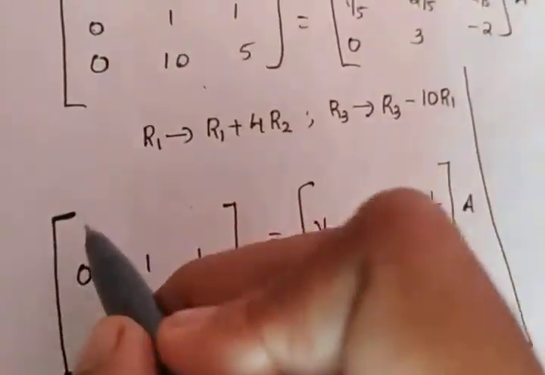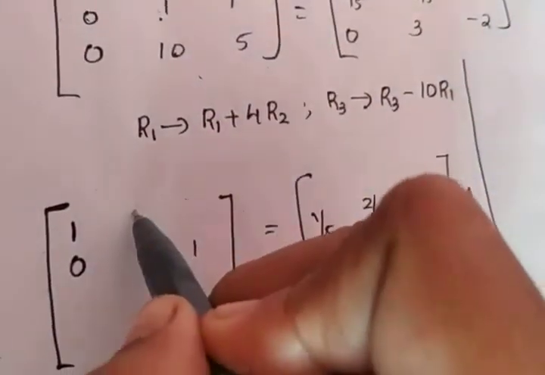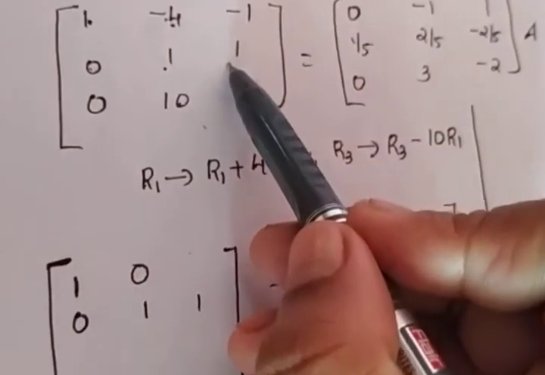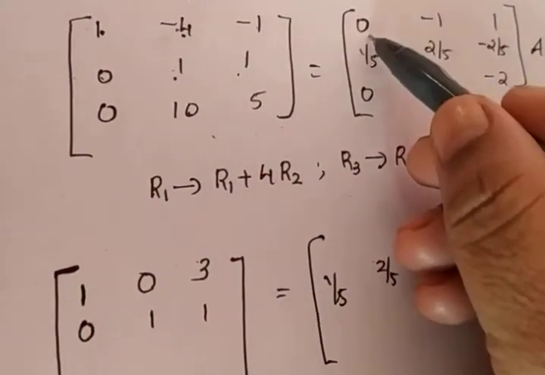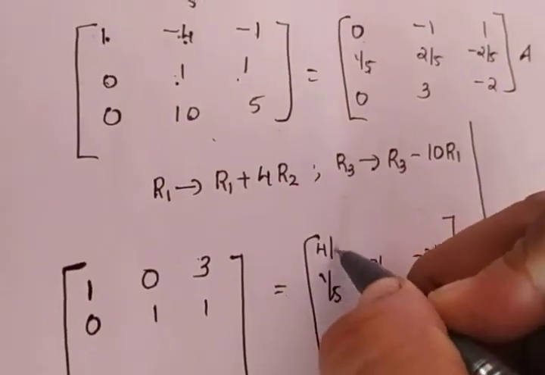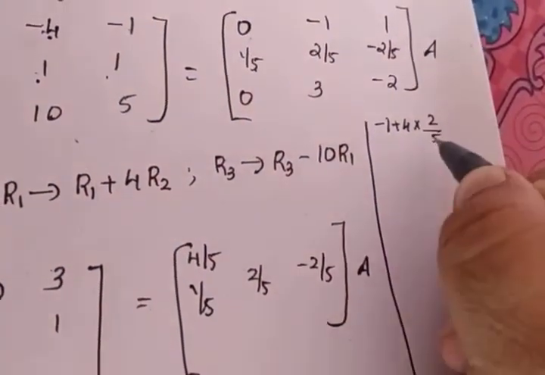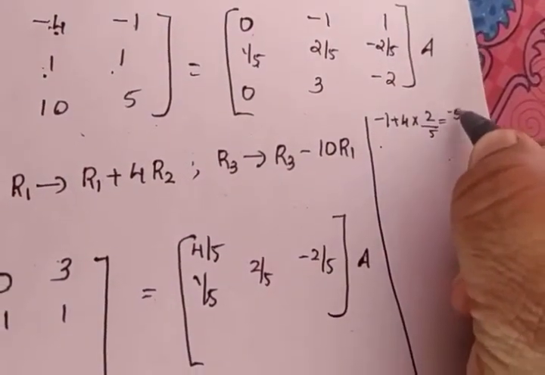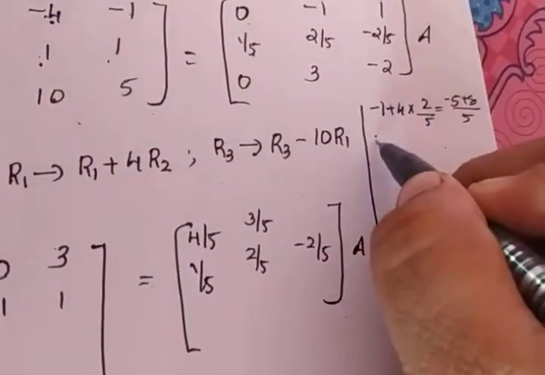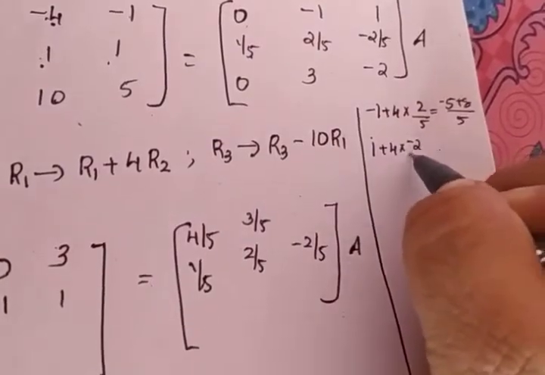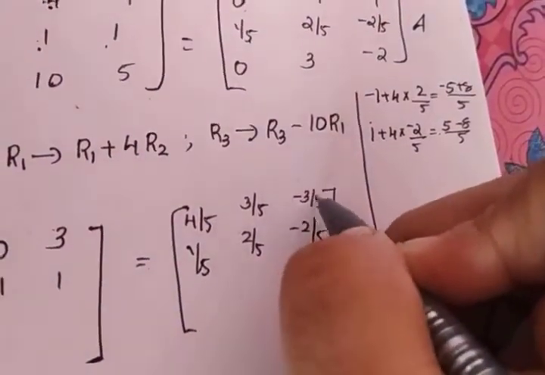First row, R1 plus 4 into R2. So 1 plus 0, 1 itself. Again here we have to multiply with 4 and add. So minus 4 plus 4 gives you 0. Here also we multiply with 4. So 4 into 1 is 4, minus 1 gives you 3. Here also 0 plus 4 into 1 by 5 which gives you 4 by 5. What about the next value? Minus 1 plus 4 into 2 by 5, isn't it? So when we take the LCM, we are getting minus 5 plus 8 by 5. We are getting 3 by 5. The next value, 1 plus 4 into minus 2 by 5. So 5 minus 8 by 5, which gives you the value minus 3 by 5.